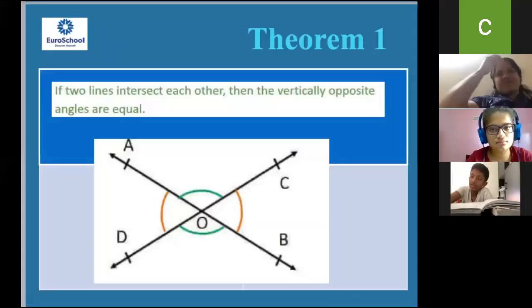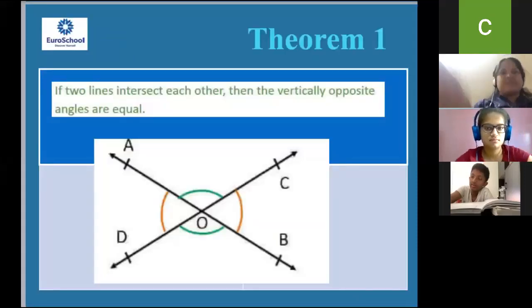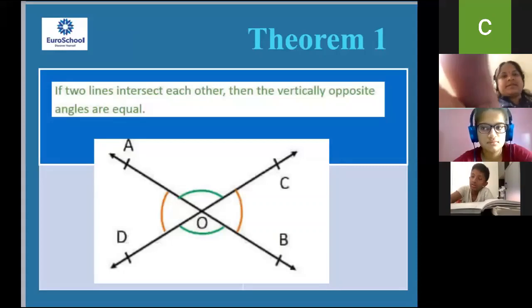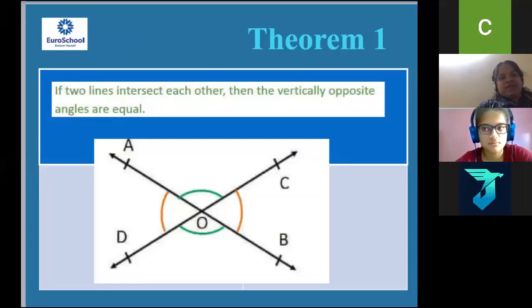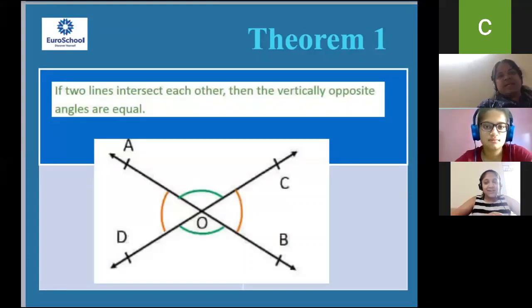So let me revise the theorems which you have learned in the previous two classes. Theorem 1. What does it say? If two lines intersect each other, then the vertically opposite angles are equal. So if you consider one example which is given in that slide, AB and CD are two lines which are intersecting each other, yes or no?